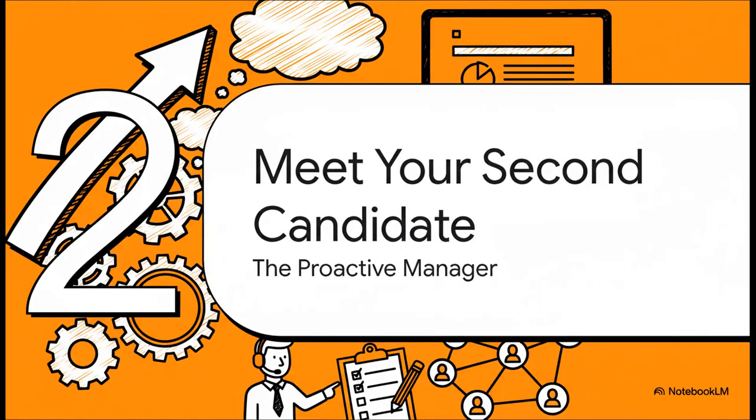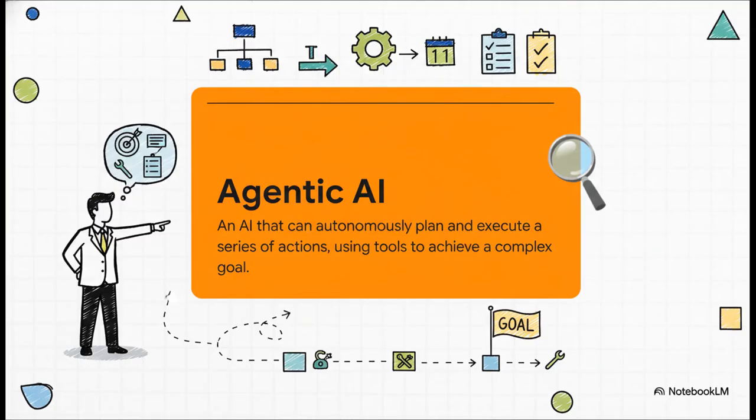All right, now let's meet our second candidate. This one operates on a completely different level. This is not an artist. This is our proactive manager, also known as agentic AI. Now, with the manager, you don't delegate tasks. You delegate outcomes. You just give it the end goal, and it doesn't sit around waiting for your next instruction.